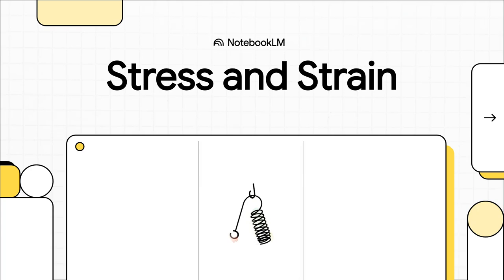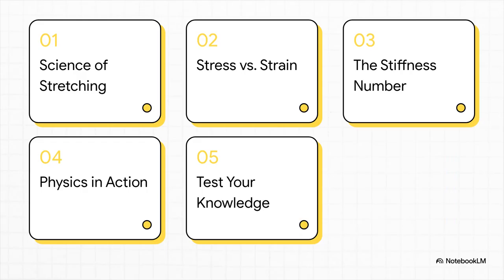Welcome to the Explainer. Have you ever wondered why a massive steel bridge can hold up thousands of cars, but a simple guitar string stretches with just a tiny twist of a peg? Well, today we're going to pull back the curtain on the hidden physics of how materials stretch, bend, and yeah, sometimes break.